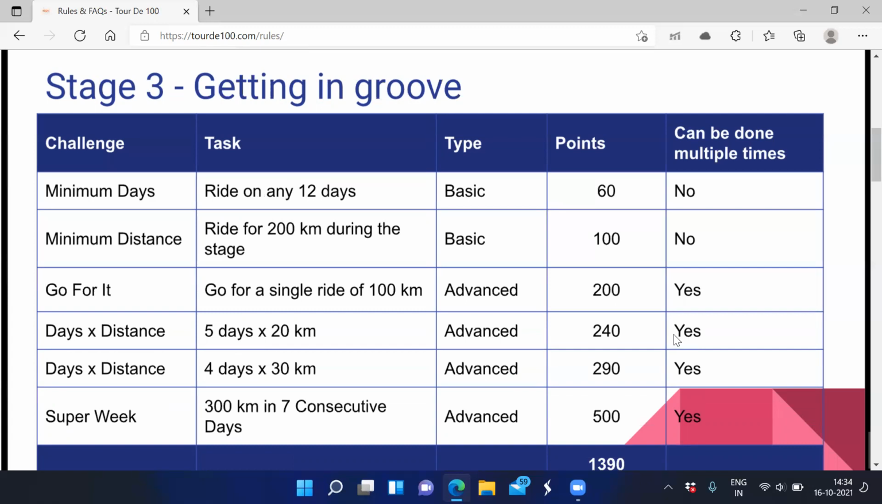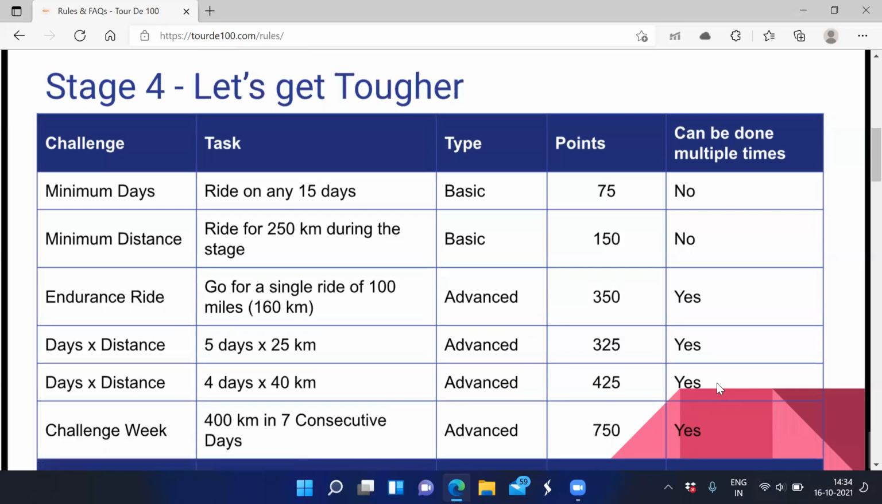You have to go for a single ride of 100 kilometers, and trust me guys, 100 kilometers is a lot. I have been on 100 kilometer rides, and for that you really need to have that endurance in yourself. Only then is it possible. Now stage 4, this is something wherein you may have this feeling that why am I doing this? Then again, you will get the perks, but the true cyclist will continue and will complete this stage as well, and the stage after this, which is the last one.